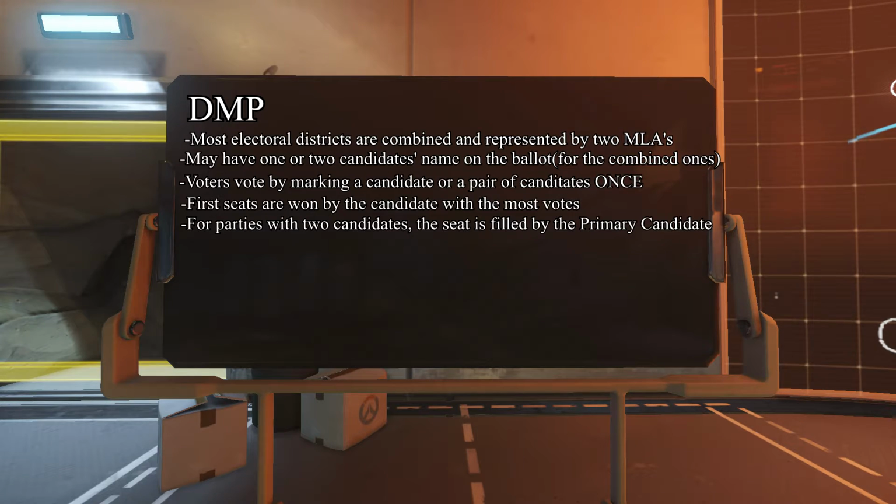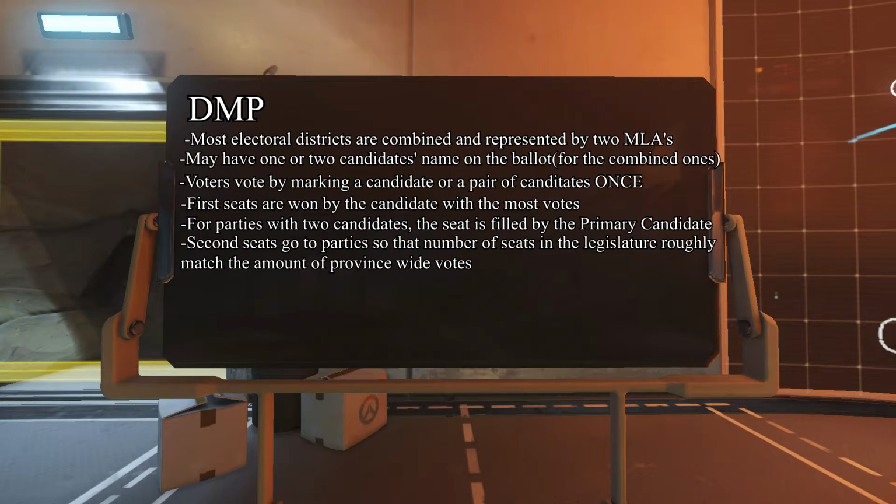The first seat in a district is won by the candidate with the most votes. For parties that run two candidates, the seat is filled by the candidate the party listed first on the ballot. Second seats go to parties so that each party's share of seats in the legislature roughly matches its share of the province-wide popular vote. A party's second seats are filled in districts where its candidates did particularly well. Parties need at least 5% of the vote to get any second seats. So that was DMP.